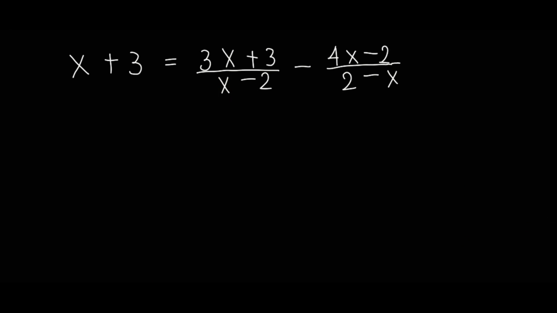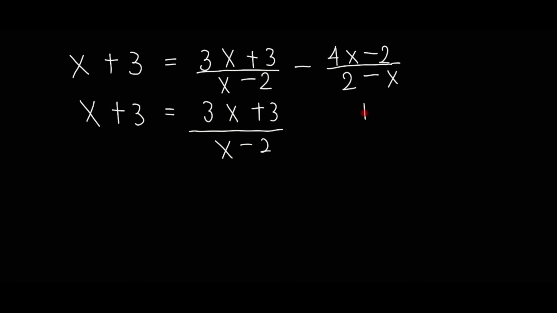So erela hore from there re tlo ba le x plus 3 is equals to 3x plus 3 over x minus 2 and then 4x minus 2. And then now, because ke tshia minus as a common factor, re la x minus 2. So, and re na le minus. So, it will be minus and minus ever positive.